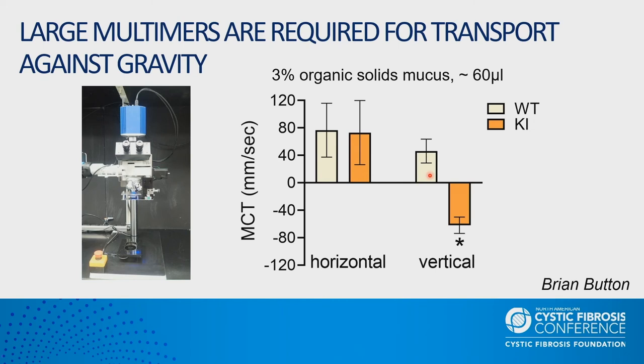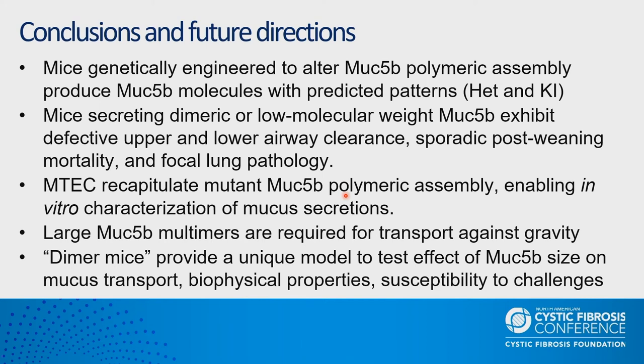What we found is that when we tested wild-type and knock-in secretions, they seem to have similar ability to transport in the horizontal mode. However, when you put them against gravity, wild type can still creep up and transport against gravity, while the knock-in secretion totally fails and drifts backwards. And so in conclusion, we think we have a super cool model to study the effect of mucin multimerization on the function of mucus.